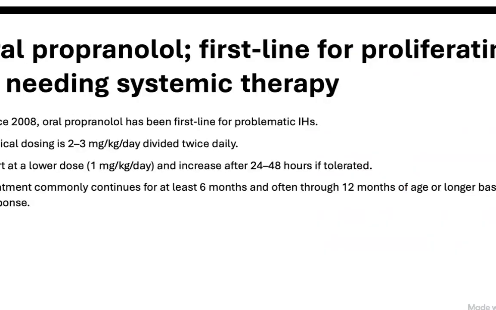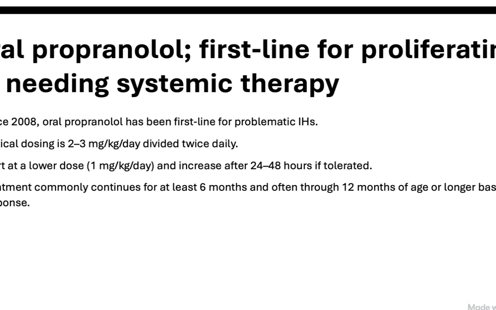But if there is a complicated infantile hemangioma or systemic involvement, then our first-line treatment will be oral propranolol. The typical dose is 2 to 3 milligrams per kilogram per day. We give it twice daily. We start at a lower dose and then increase it after 24 to 48 hours.